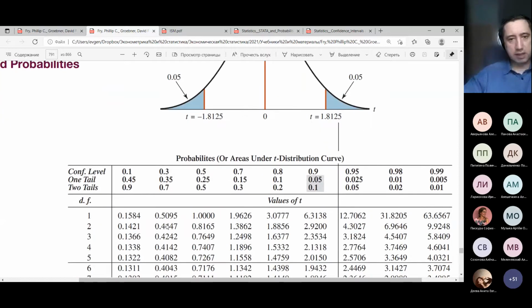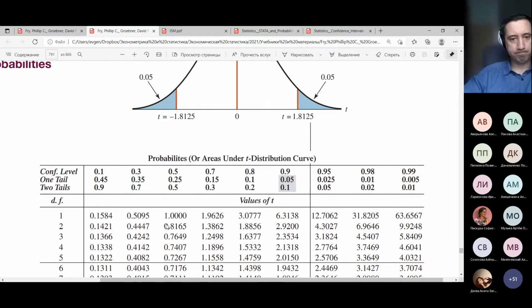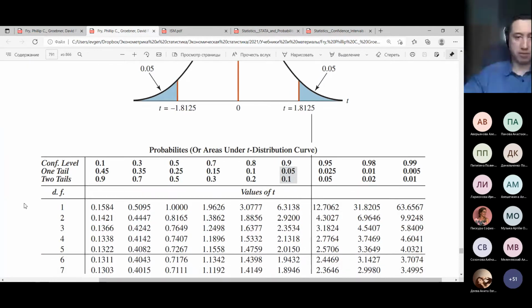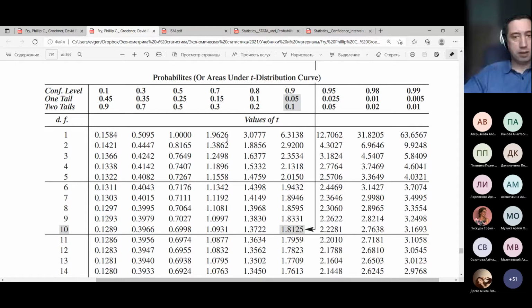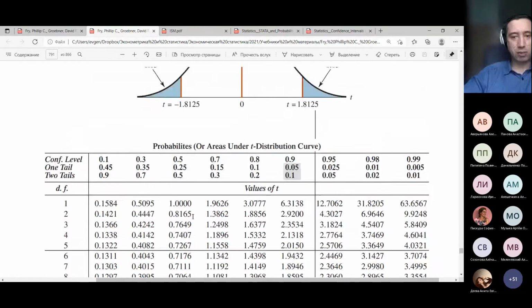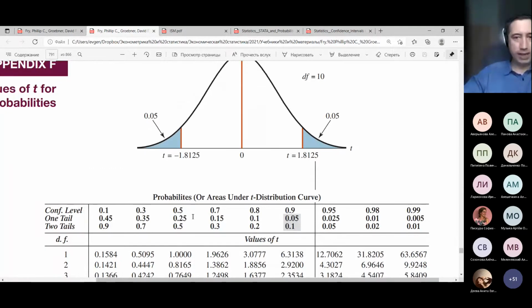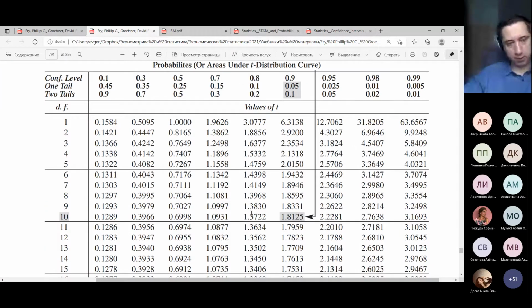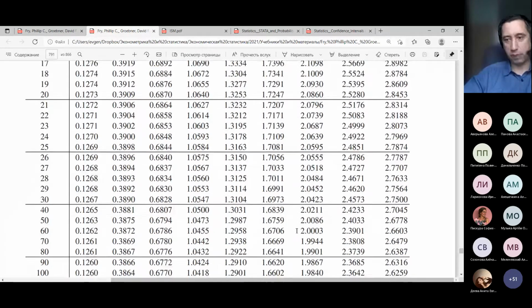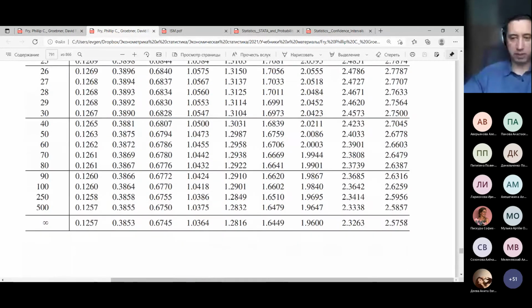This table is a little bit different. It has some differences if we compare it with the standard normal distribution table. In the standard normal distribution table, we are looking for probabilities. But here, we are looking for t-values. They cannot be probabilities, because the maximum number is almost 2.6.